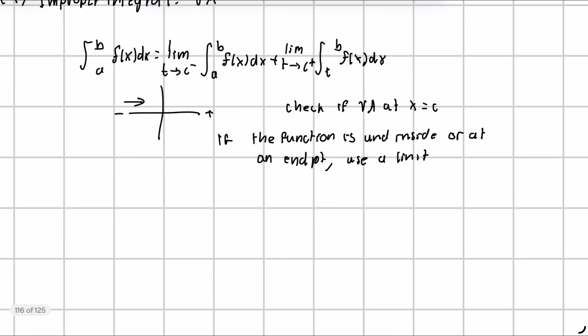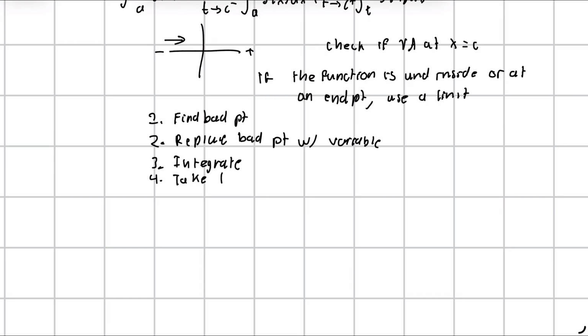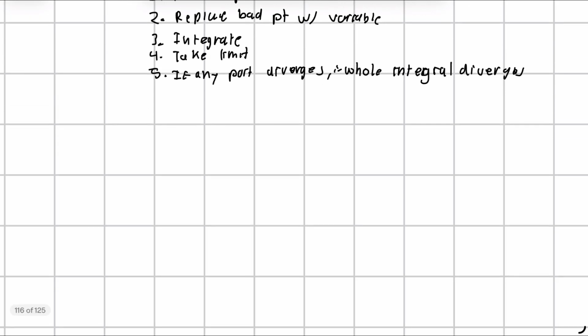So let's see here. We have to find the bad point, and then we're going to replace the bad point with a variable, and you're going to integrate it. You're going to take the limit, and then if any part diverges, then we can say that the whole integral diverges.